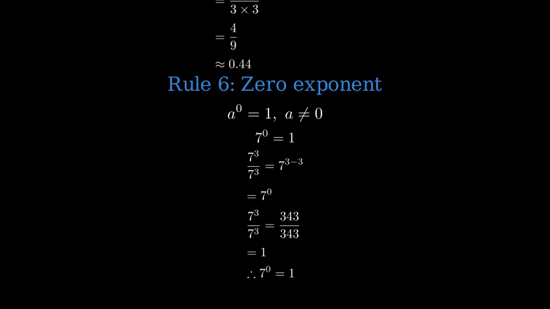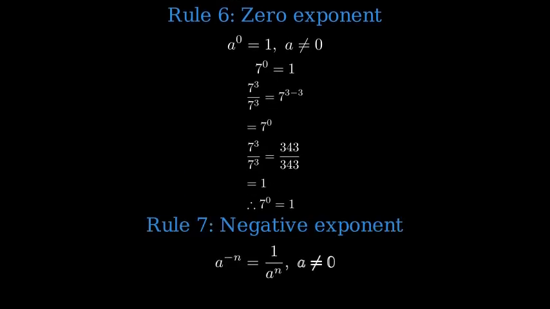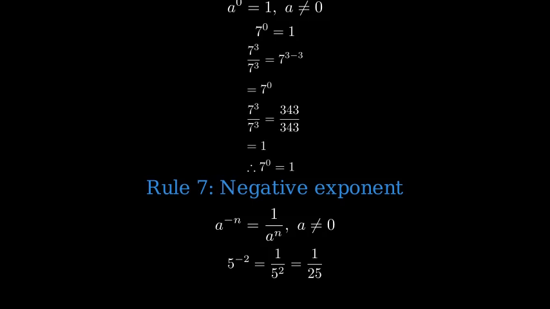Our final rule deals with negative exponents. A negative exponent means we take the reciprocal of the base raised to the positive exponent. For example, 5 to the power of negative 2 equals 1 over 5 squared, which is 1 over 25.